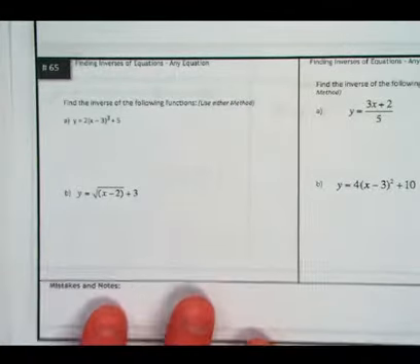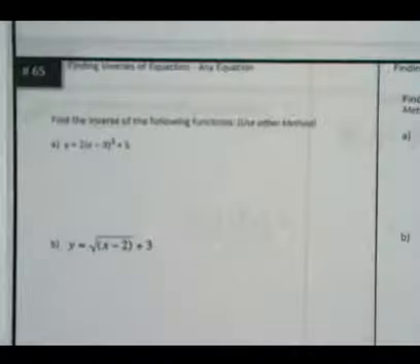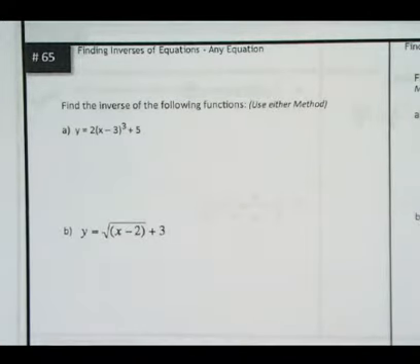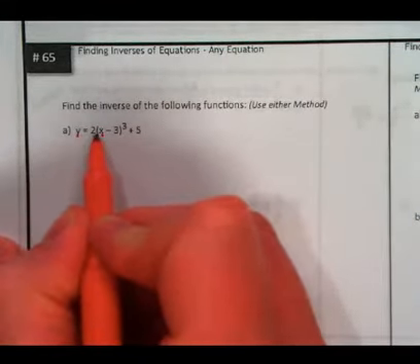In this video, we're going to take a look at finding the inverse of a function. So for any equation that we have, we want to find its inverse. The preferred method is to switch x and y and resolve. So what we do is we take the x and the y and we switch their locations.